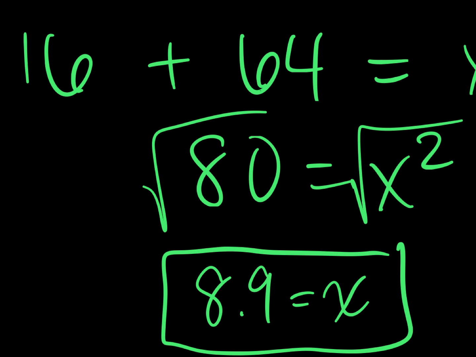Am I good? Did I lose anyone? Okay, let's move on. Who said yes? Yeah, go ahead. Kristen, what's up? Okay, what's 9 squared? 81. So if we're finding the square root of 80, which is just less than 81, do you agree we should get a number close to 9? That's all I care about, is that we got 8.9. Okay? All right, moving on.